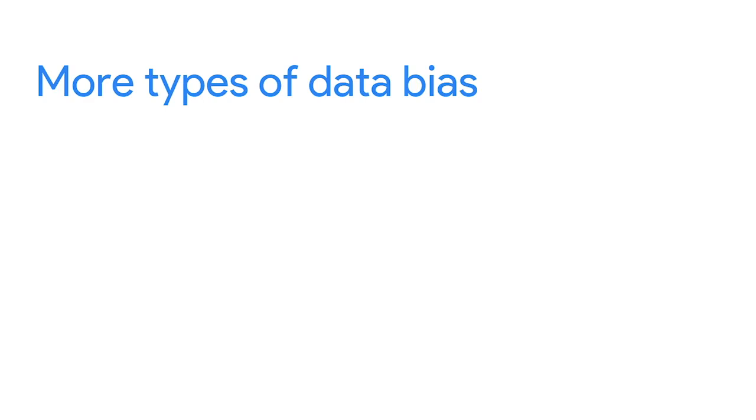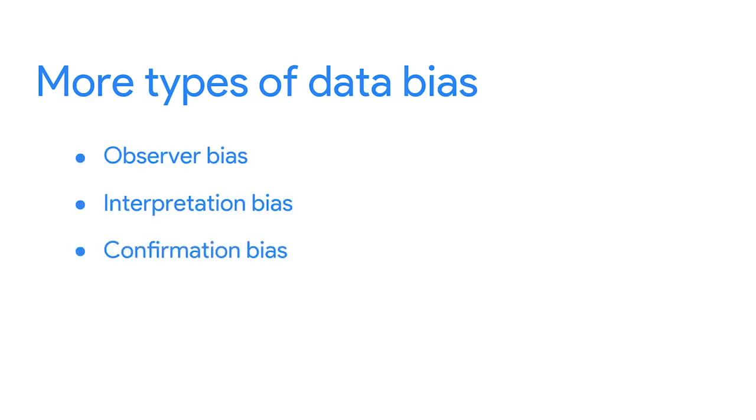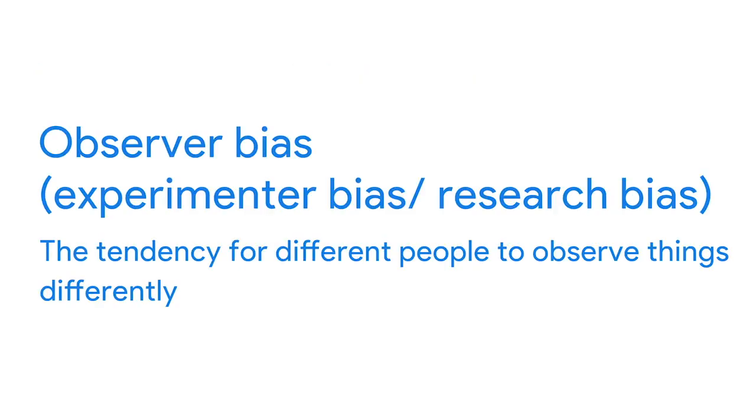In this video, we'll explore three more types of data bias: observer bias, interpretation bias, and confirmation bias, and we'll learn how to avoid them. Let's start with observer bias, which is sometimes referred to as experimenter bias or research bias. Basically, it's the tendency for different people to observe things differently.